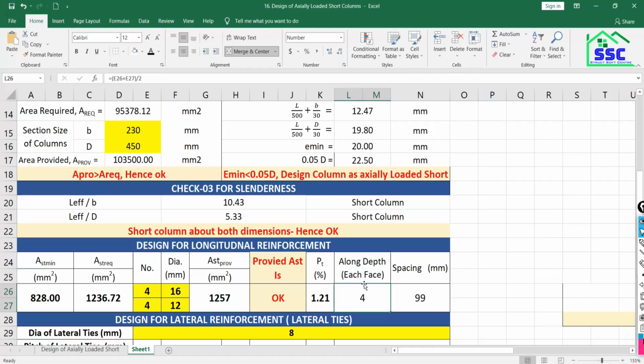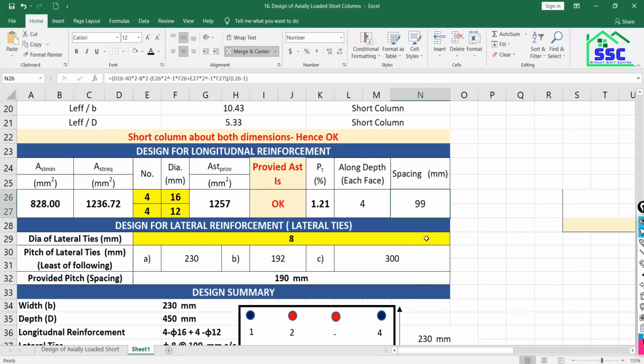Along each face, how many bars are going to be adjusted as per number, the sheet will calculate this by default. Now how much spacing is there? 99. It's okay. Always try to maintain this more than 30, or between 30 and 40 or more, but it should not in any case be less than 25. Now the design of the longitudinal, or main, reinforcement is all done.